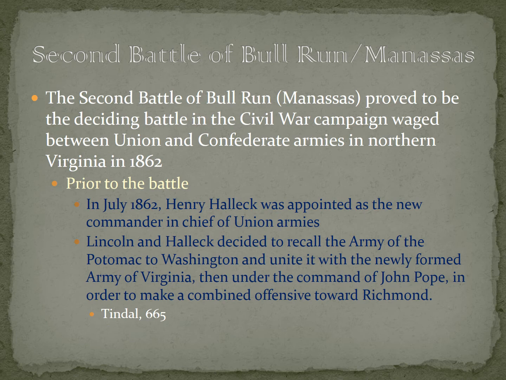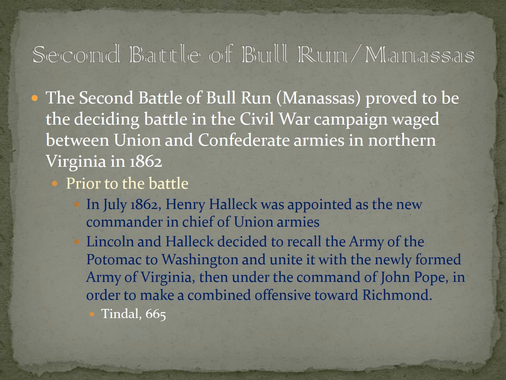Okay, a couple more battles I do want to take a look at because they are significant, and I'll try to get through these more quickly. But the Second Battle of Bull Run, or Manassas, this also takes place in 1862. And there's a couple of things that we need to be aware of. First, this proves to be the deciding battle in the Civil War campaign waged between the Union and Confederate armies in Northern Virginia in 1862.